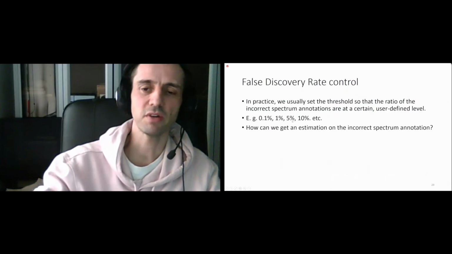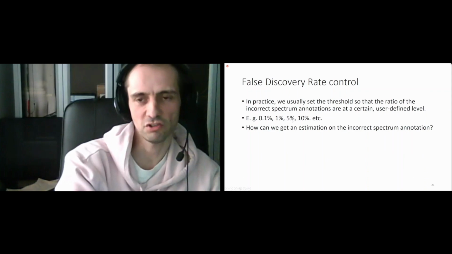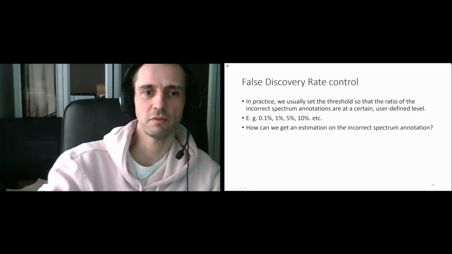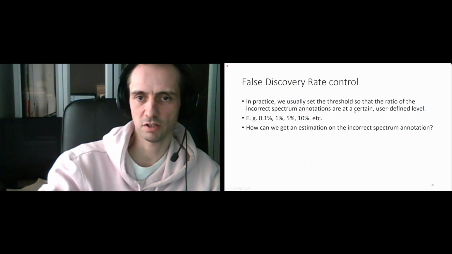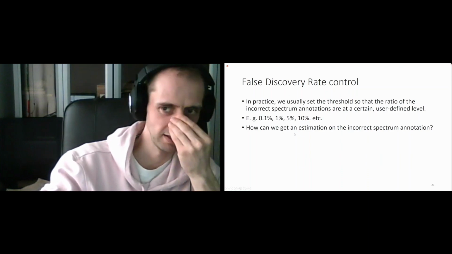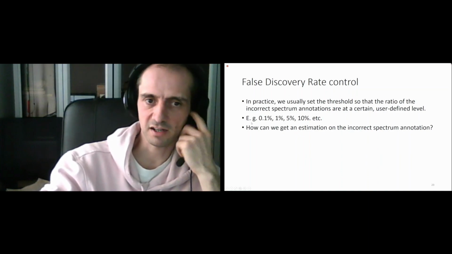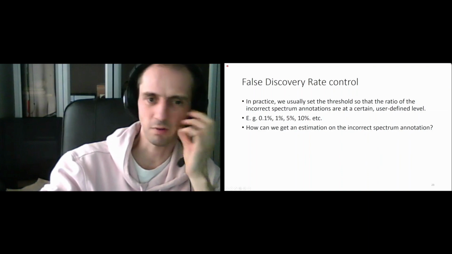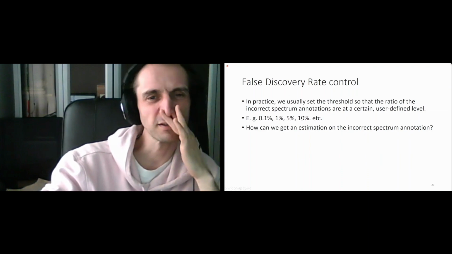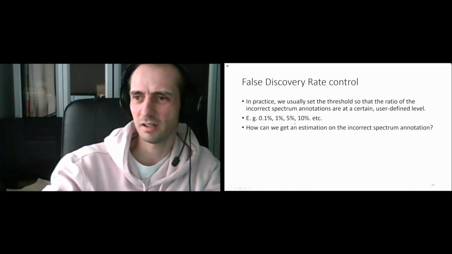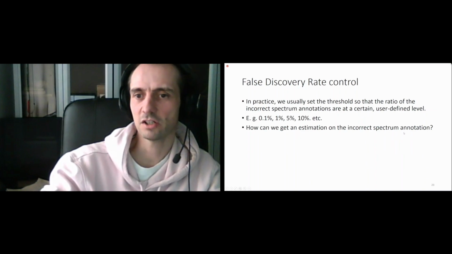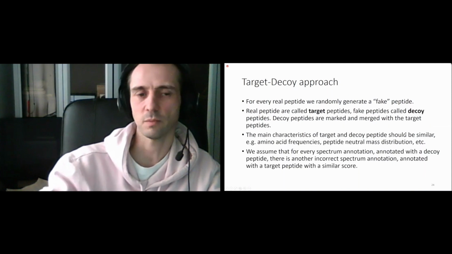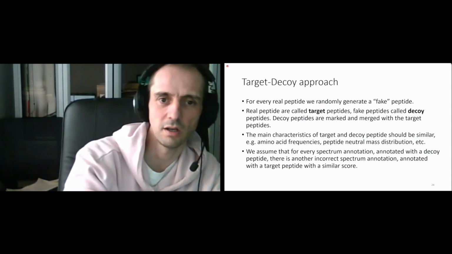Usually, in practice in this field, we use the false discovery rate. We would like to set up the threshold so that the incorrect spectrum annotations are at a certain user-defined level. The typical levels are either 0.1% or 1% or 5% at most. I think 10% isn't really trusted anymore. So how can we get an estimation of incorrect spectrum annotations? I'm going to talk about two approaches.